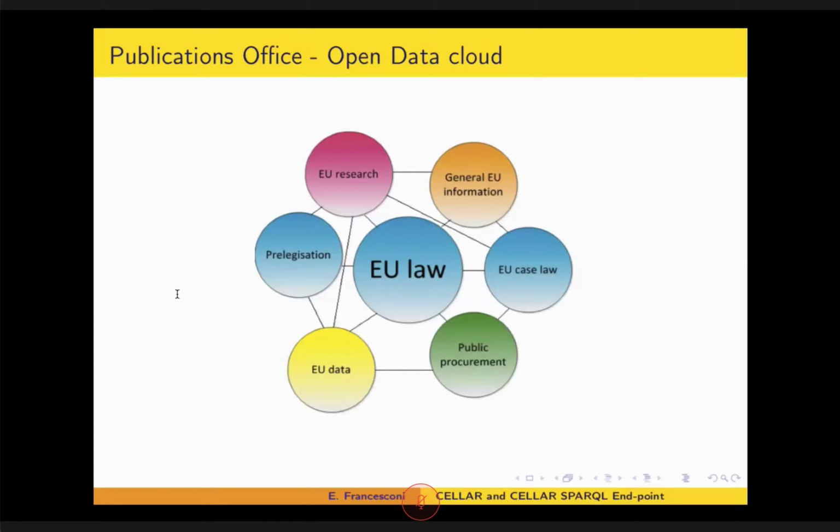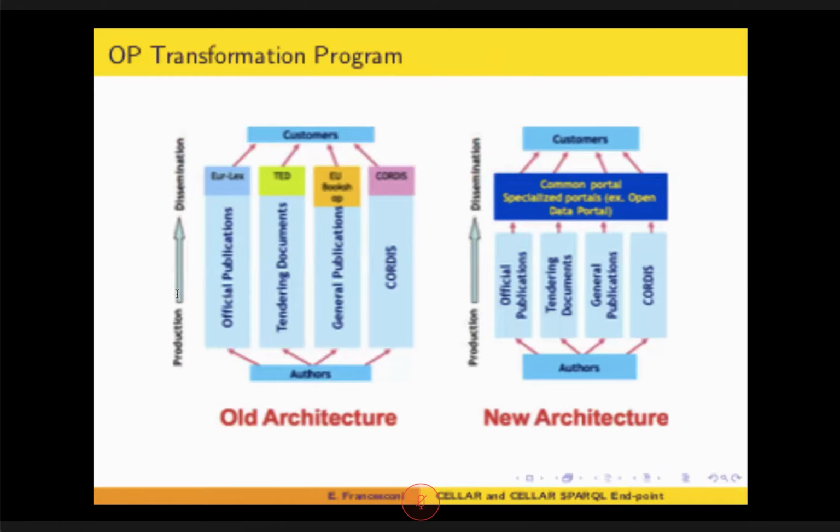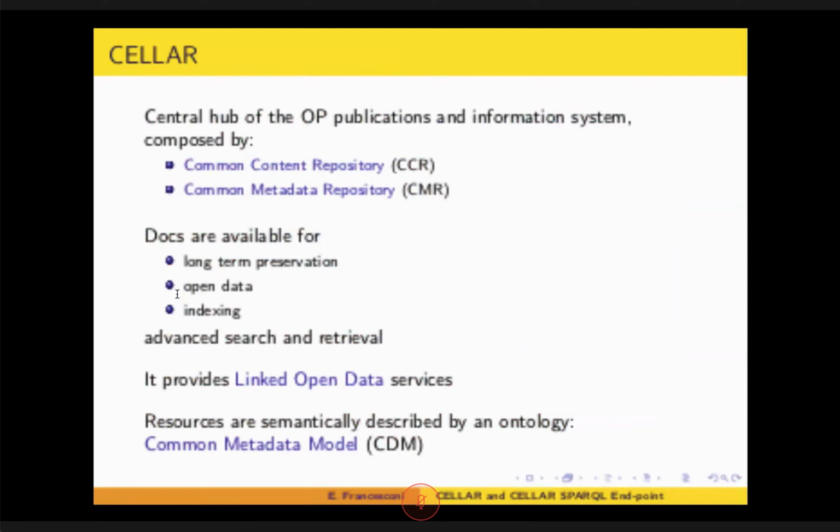And what we had in the last few years was a transformation program where we previously had an architecture where different kinds of resources were stored and disseminated through different channels. So we had one channel for EUR-Lex, for TED, for EU Bookshop, for Cordis. But now the new architecture considers CELLAR as the repository of all this content, so that CELLAR represents the central hub of the Publications Office content. And actually, CELLAR is, from the logical point of view, composed of two different parts: the so-called common content repository and common metadata repository.